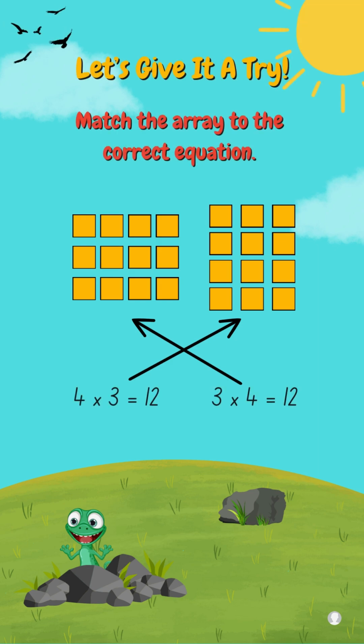First, let's look at 4 times 3 equals 12. This means we have 4 rows of 3. So we can draw an arrow to the array with 4 rows and 3 squares per row. Now, let's look at 3 times 4 equals 12. This time, we have 3 rows with 4 squares in each row. Let's use an arrow to make that match.